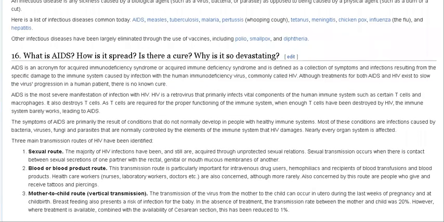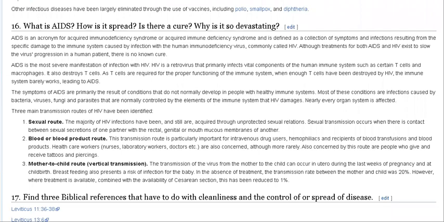What is AIDS? How is it spread? Is there a cure? Why is it so devastating? This is important. AIDS is an acronym for Acquired Immunodeficiency Syndrome, or Acquired Immune Deficiency Syndrome, and is defined as a collection of symptoms and infections resulting from the specific damage to the immune system caused by the infection from the human immunodeficiency virus, commonly called HIV. So, simple thing, guys, basically, HIV is the problem.